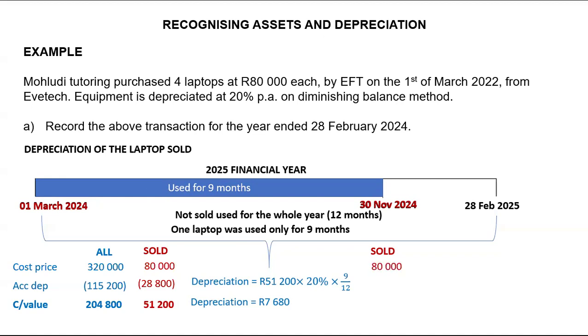But accumulated depreciation has changed from 28,800 to 36,480. I just added current year depreciation. So I'm trying to calculate carrying value on that date, okay? So the carrying value on that date will be 43,520. This is just on the equipment that was sold. You got it.